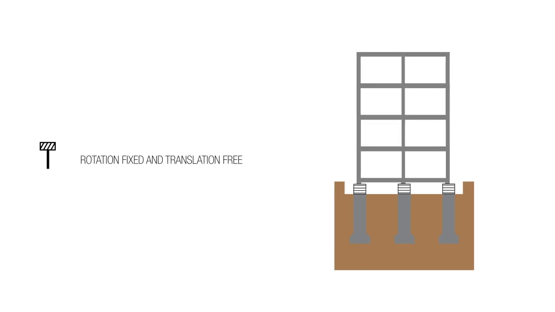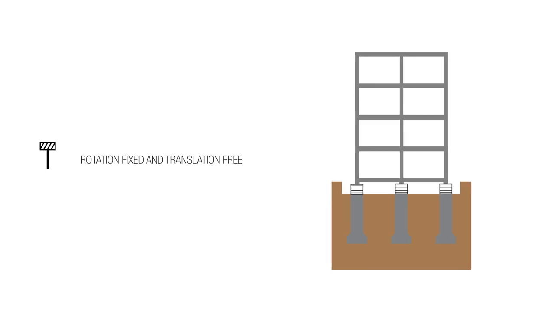Then we have rotation fixed and translation free. Go ahead and hit pause and try to determine where we use that kind of connection. It's in seismic. So remember we talked about buildings kind of sliding back and forth. And you'll note that we talked about structures in all kinds of other places, right? We talked about it certainly in steel, but in other places as well.